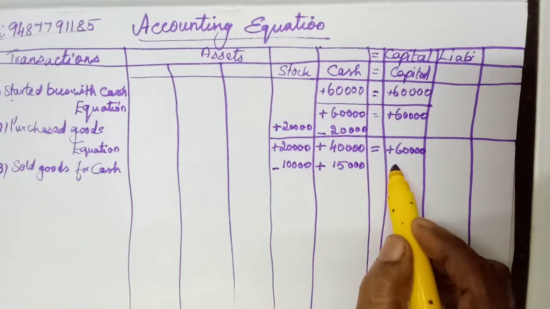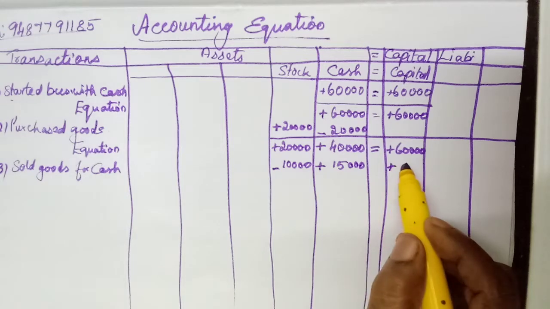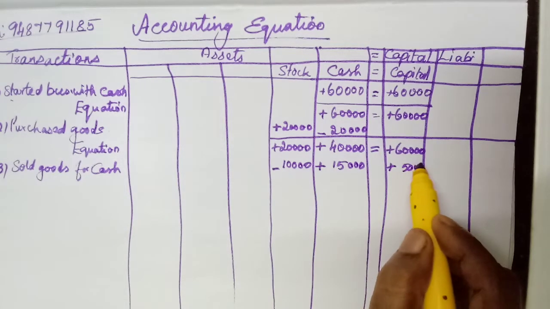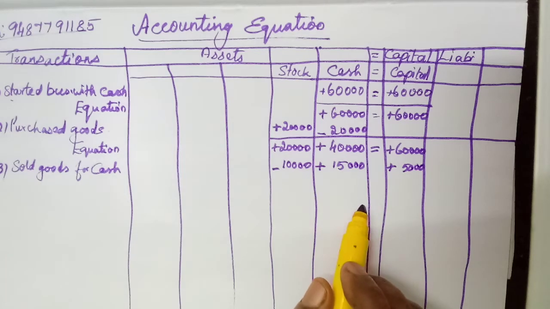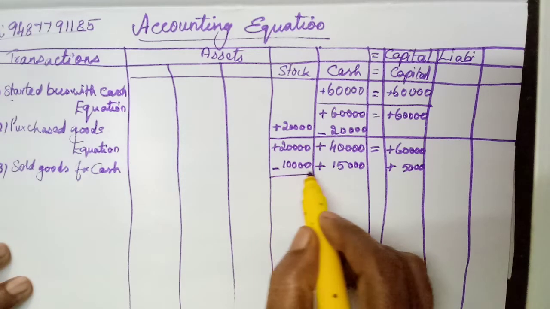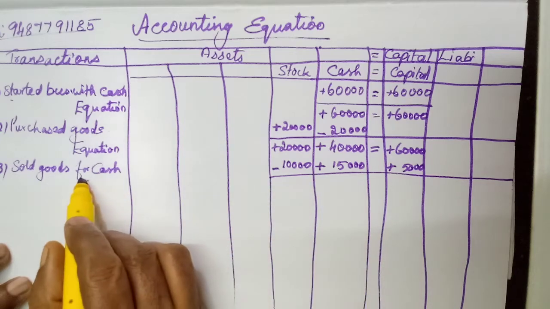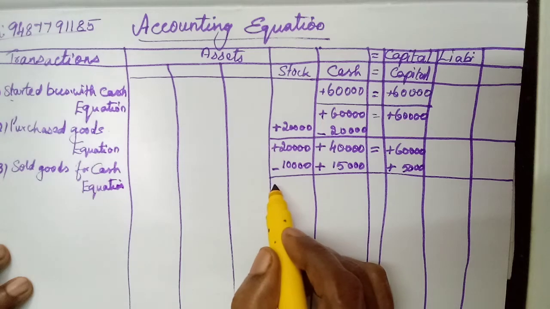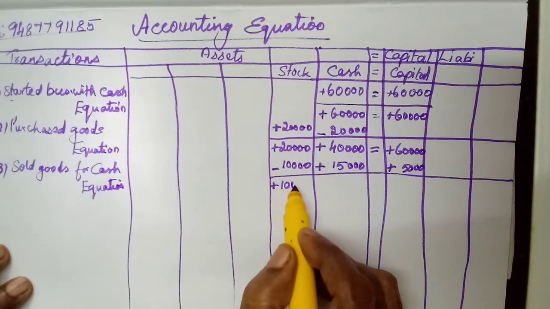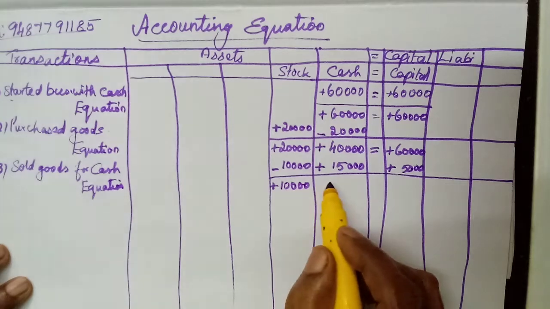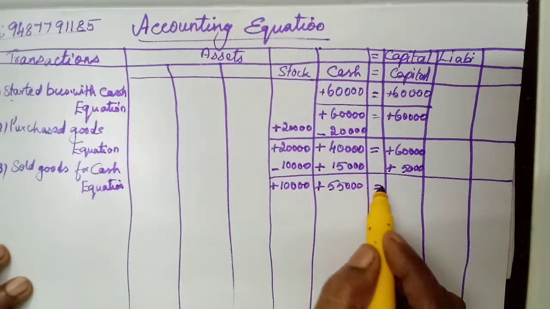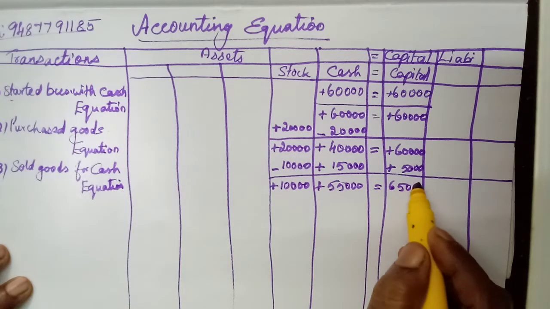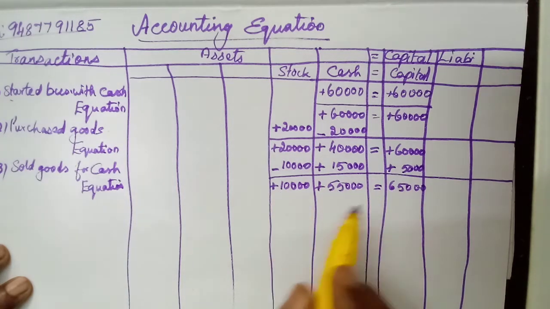That is a gain for the owner. So it will increase the capital. If there is any gain, that will increase the capital. Understood? Now we will write the equation. We should add and reduce and write. Now plus 10,000. We have sold 10,000 of goods. Here plus. So 55,000 equal to 65,000. You check: 55, 65 we got, isn't it?